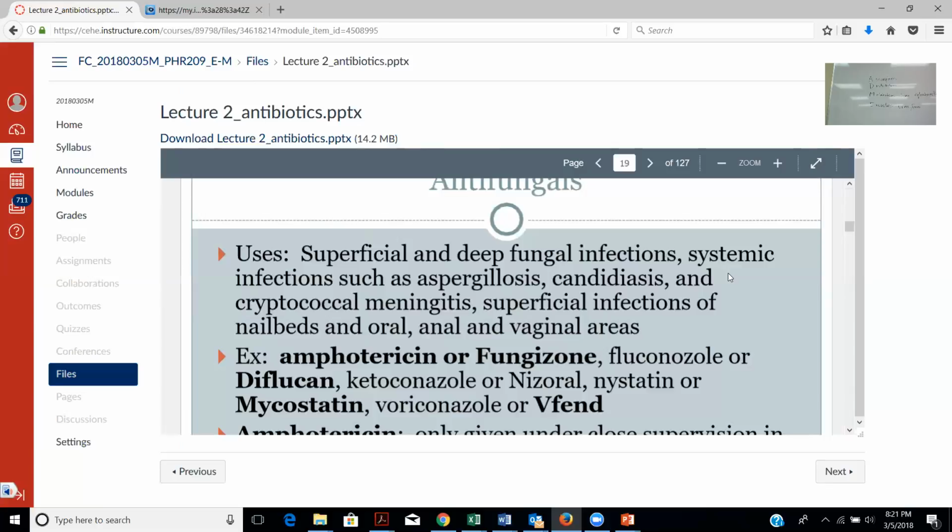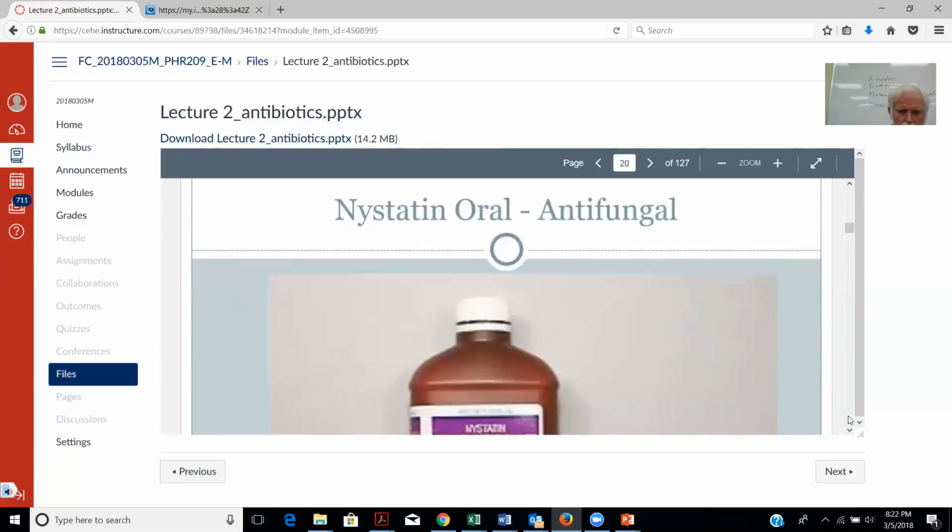Mechanism of action, or mode of action. Okay, so we have lots and lots of anti-infective drugs.